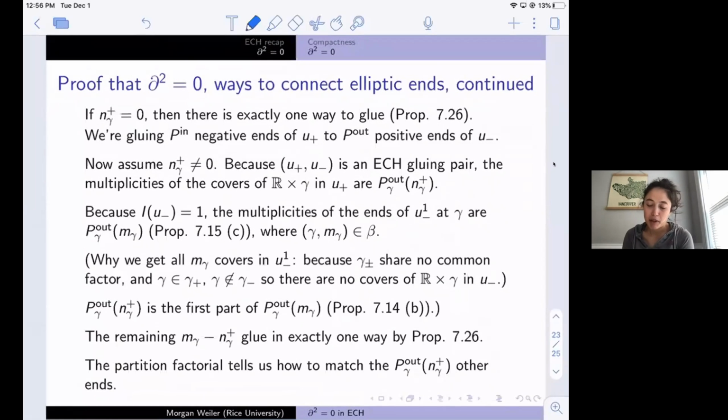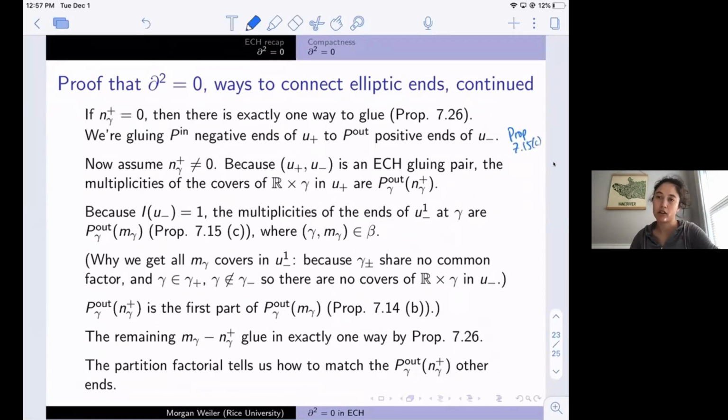So if n gamma plus is also 0, there's exactly one way to glue, and this is a proposition deeper in gluing 1. This is because of the conditions on u plus u minus being an ECH gluing pair. This is from proposition 715C.